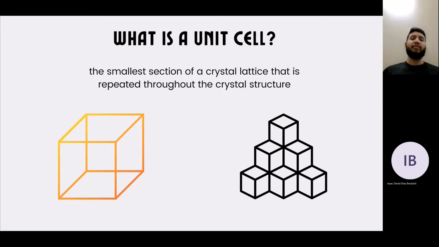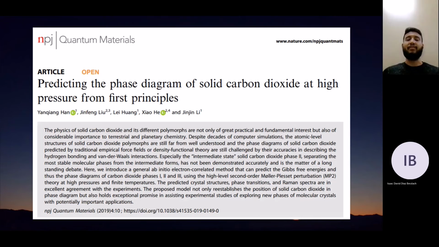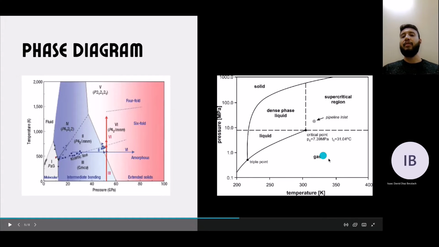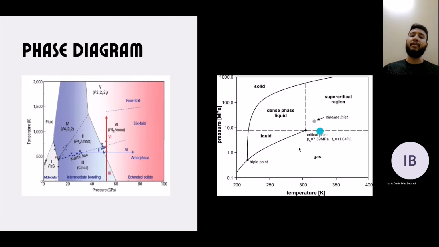So what does this have to do with CO2 and the phase diagram of CO2? Basically, this would allow us to predict the phase diagram of solid carbon dioxide through their crystal lattices. Normally, a phase diagram that we're used to looks like the one on the right, where you have pressure on the y-axis and temperature on the x-axis. You have gas, liquid, and solid phases, and then you have the supercritical region.